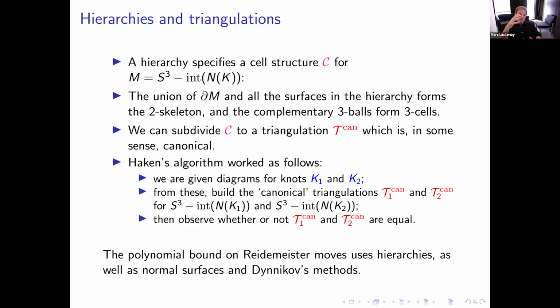So my polynomial bound on Reidemeister moves for a fixed knot type also uses hierarchies, but it also blends together normal surface theory as well as Dynnikov's methods. So it's definitely a combination of many different techniques. It's what makes the proof quite long and quite complicated. Okay, so that's general knots.